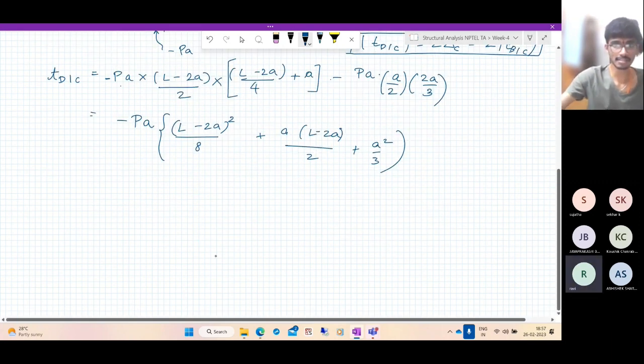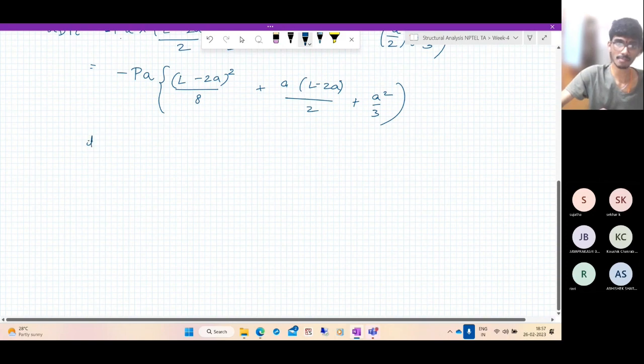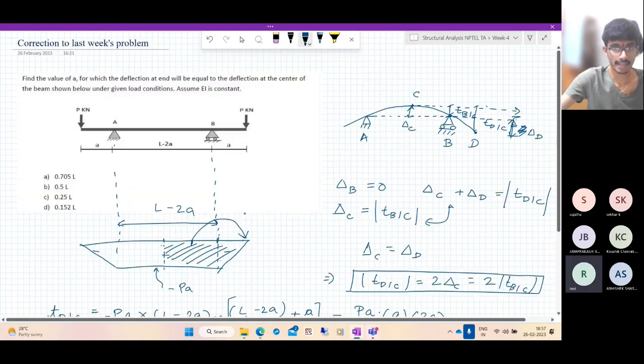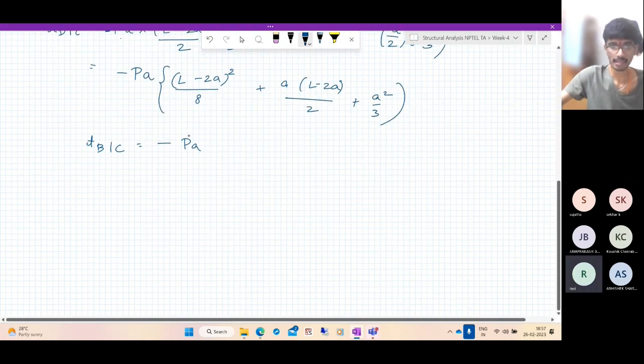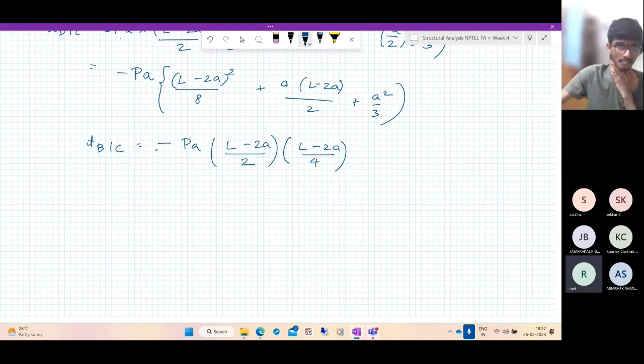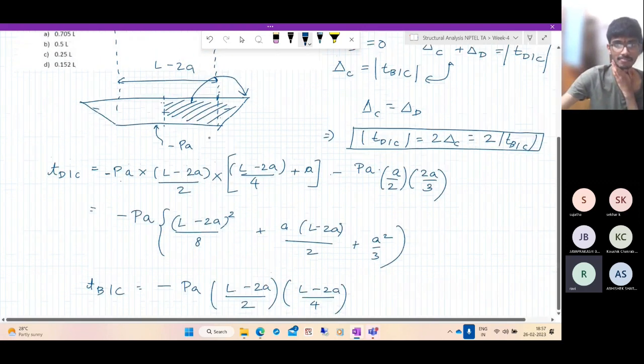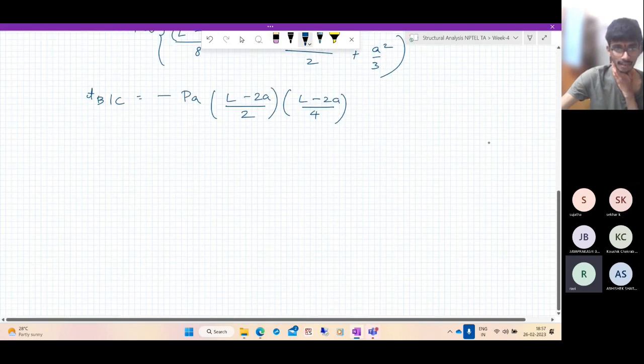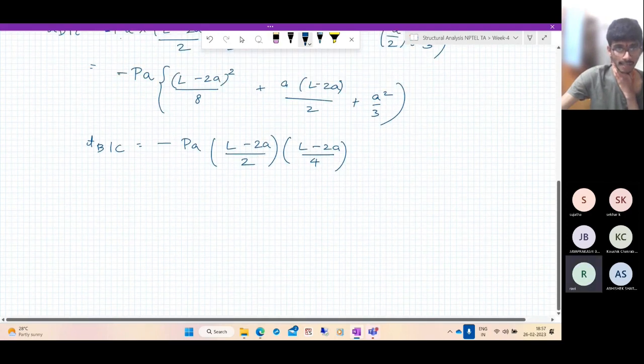Let's also find out TB with respect to C. TB with respect to C is simple, minus PA. It is the moment of the area of this about this point. So minus PA into L minus 2A by 2 acting at L minus 2A by 4. That's it. Now if you take modulus, that's what we need. Mod of TD with respect to C is 2 times mod of TB with respect to C. If you do that, we can make this plus plus.